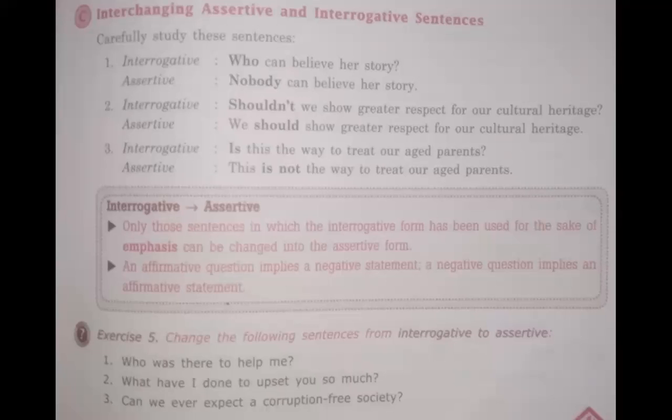The third one is, is this the way to treat our aged parents? When we change it to assertive, it becomes, this is not the way to treat our aged parents. Is this the way is giving the positive sense when you're asking the question, though there is a hidden meaning of the negative sense, right? Means the way the one is treating the aged parents is not right. So when you change this into assertive, it would become, this is not the way to treat our aged parents.